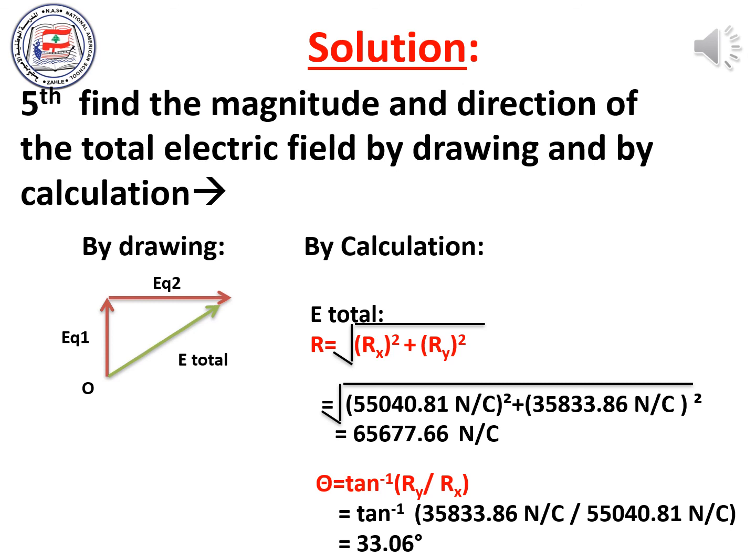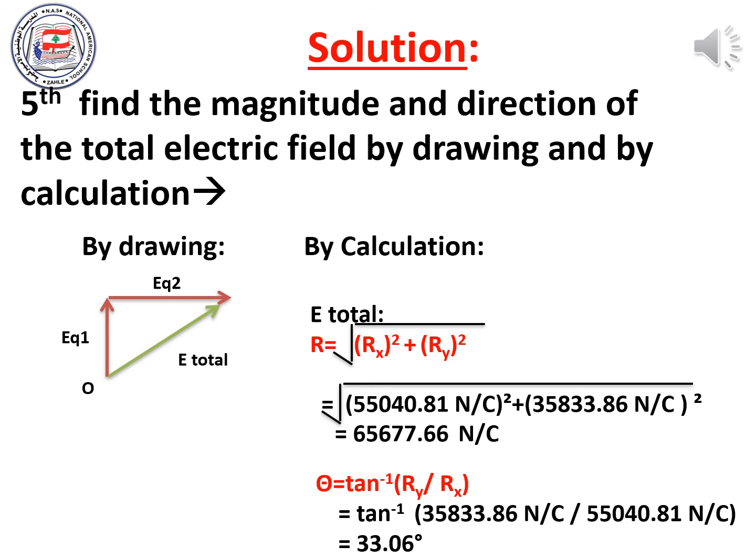Now by calculation, we find the magnitude and the direction of the total electric field. R is equal to radical Rx squared plus Ry squared. We put the values, and the answer is equal to 65,677.66 newtons per coulomb. And the angle, or the direction, is equal to tangent minus 1 of Ry over Rx. So shift tangent to get tangent minus 1, and we put the values of Ry and Rx of the total electric field, and the answer is 33.06 degrees. So the total electric field due to charges Q1 and Q2 on the origin has a magnitude of 65,677.66 newtons per coulomb at an angle of 33.06 degrees to the horizontal, and we can also see it in the drawing.